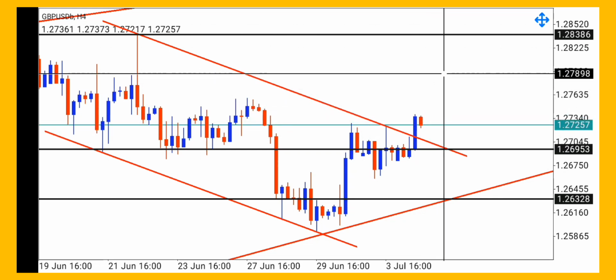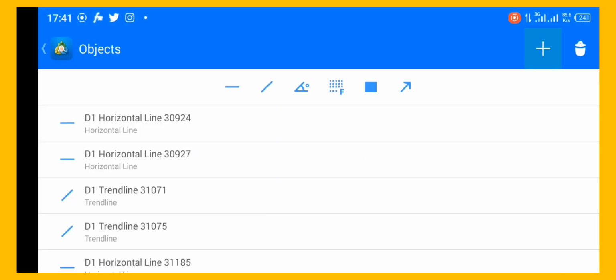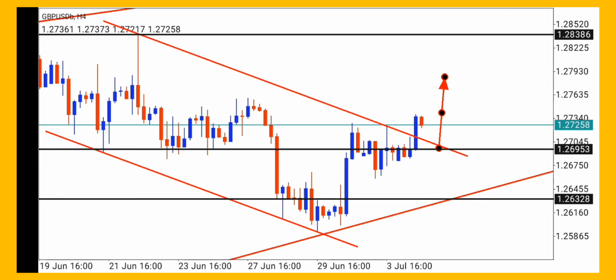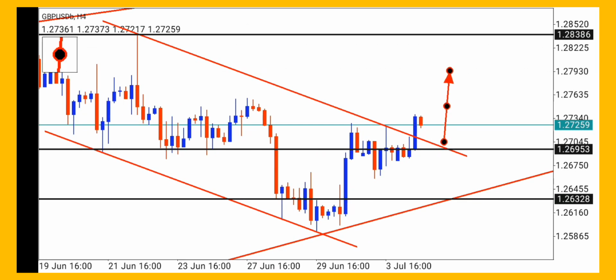So that's all, guys. The same goes for the euro dollar. I mentioned to you, the same goes for the euro dollar. So right now we are just expecting to see the market hit that point.